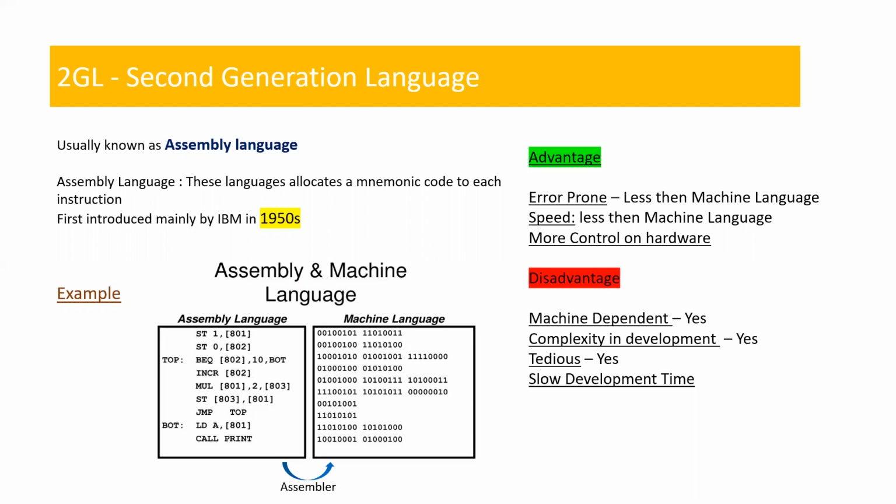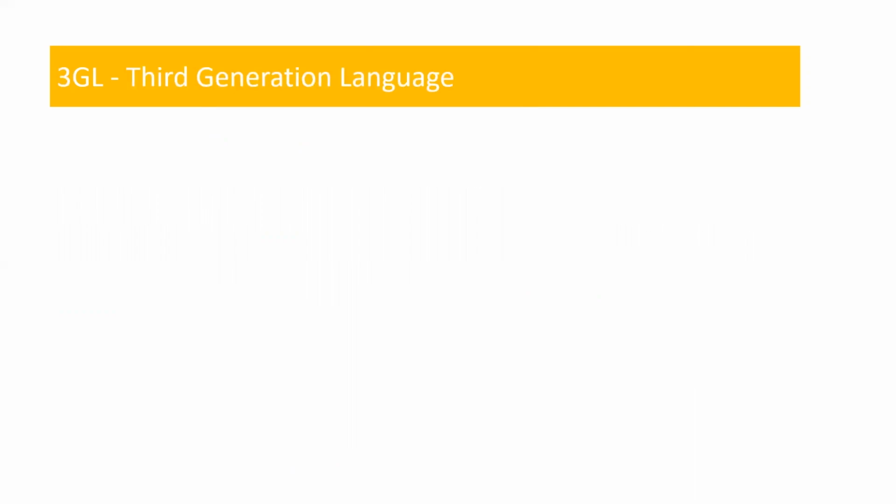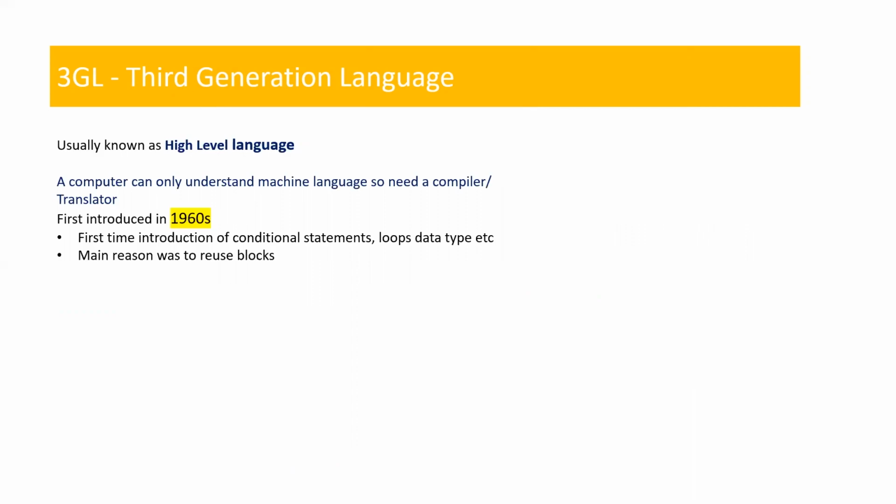In order to solve these disadvantages, people started thinking about the third generation languages. These are the first languages where programmers introduced conditional statements, loops, data types, and reuse of blocks, the logic and code we write. Procedural programming and modular programming concepts came into the picture. To run third generation languages, we need a compiler, a translator, which converts this high level language to the low level language, that is, to machine language.